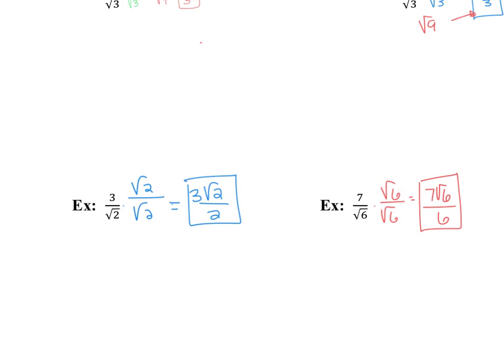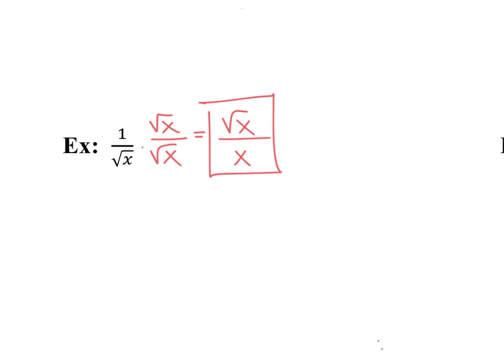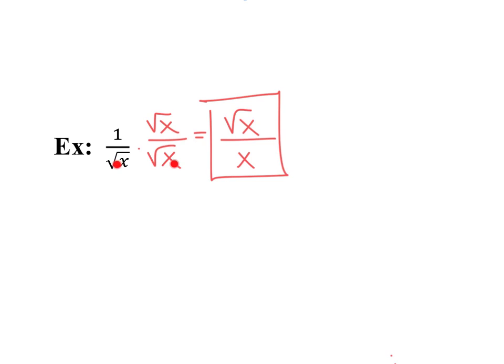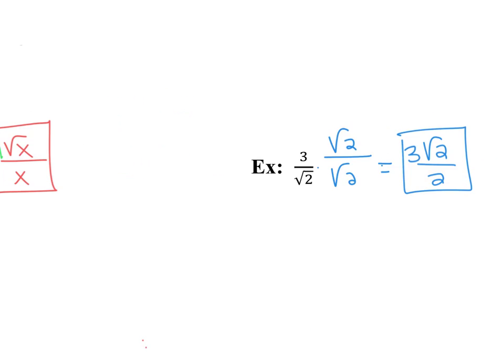On the next example, I'm trying to cancel out square root of x, so I multiply it by itself. Square root of x times the square root of x would be the square root of x squared, which is x. 1 times the square root of x would just be the square root of x. Again, if you have a 1 in front, that's also fine.